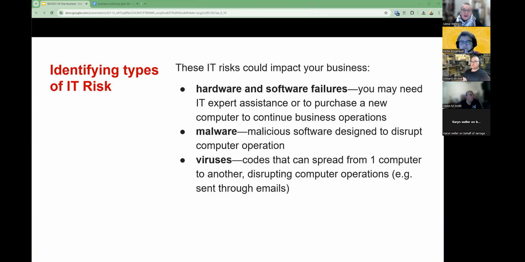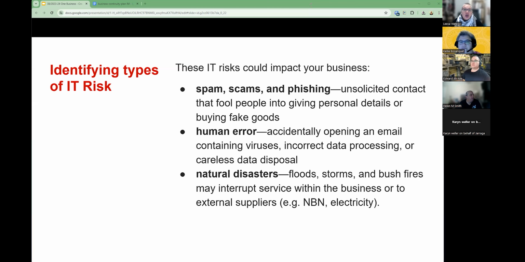You may have malware, you may have viruses. So there's some of the IT risks that you have. You may also have spam, scams, and phishing.